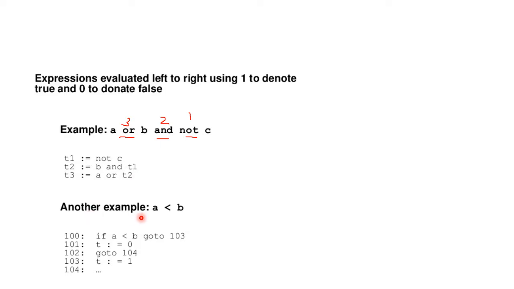Another example, A less than B. If A less than B, output is 1, otherwise 0. If A less than B, go to 103. Then we assign true. Otherwise, T equal to 0 and we have to go out of this if condition. That is, go to 104.